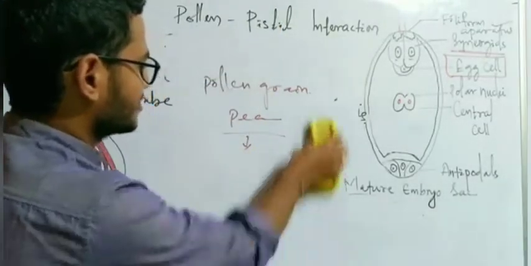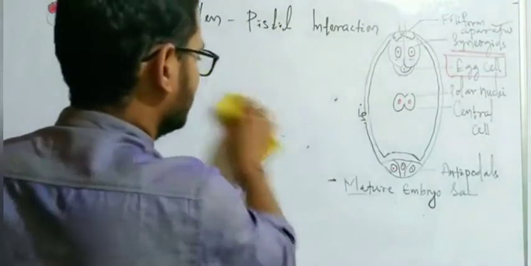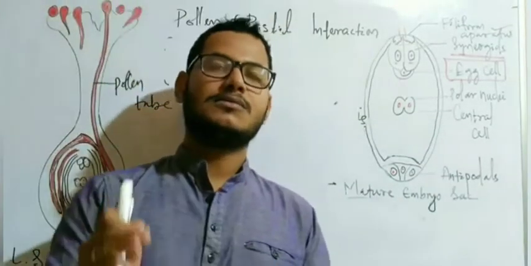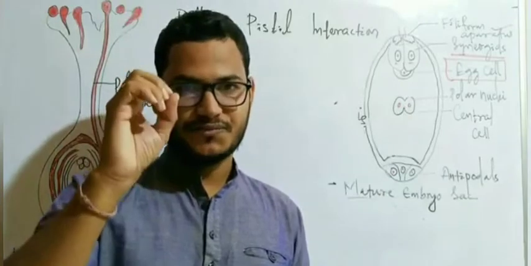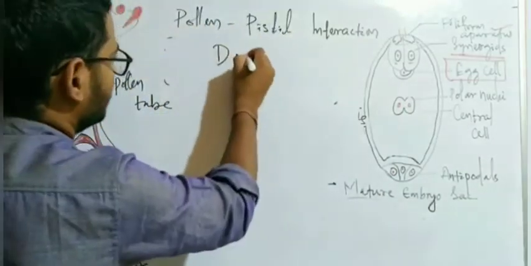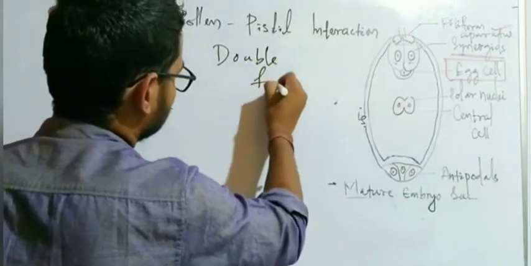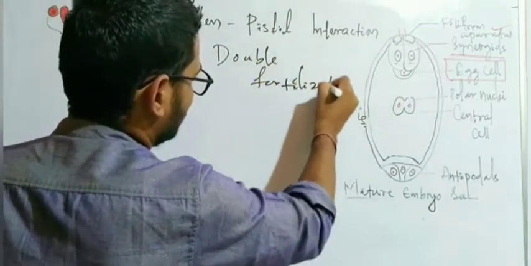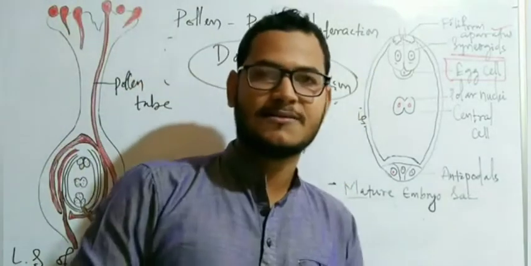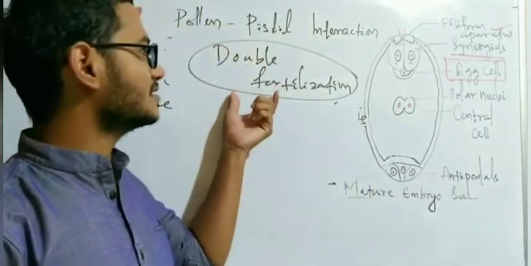So this is how we can see germination of pollen grain under a microscope. Now we will go for the very important part, double fertilization. So now let's study about double fertilization. Double fertilization is very important for our board as well as NEET. So we will discuss this in detail.